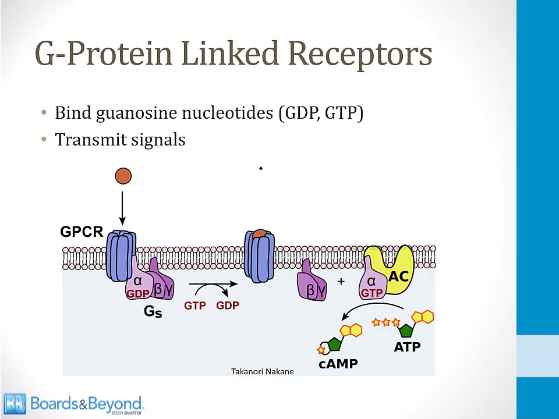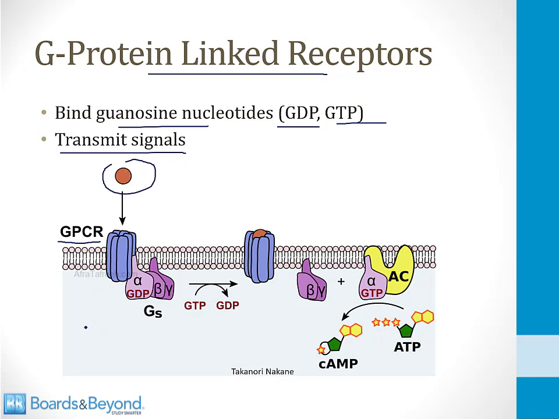Hormones that use cyclic AMP as a second messenger bind to G protein-linked receptors. All of these receptors can bind guanosine nucleotides like GDP and GTP, and once a hormone binds to one of these receptors, that transmits the signal via adenylyl cyclase. To understand this better, let's look at this cartoon on the screen. On the left side of the screen, we've got a G protein coupled receptor, and here's a hormone molecule coming in to bind.